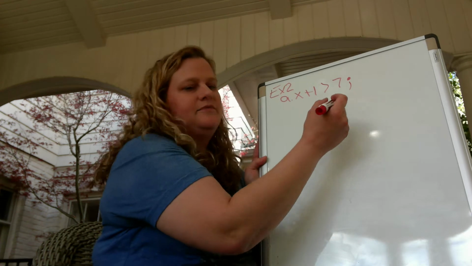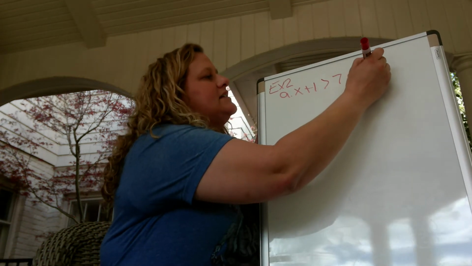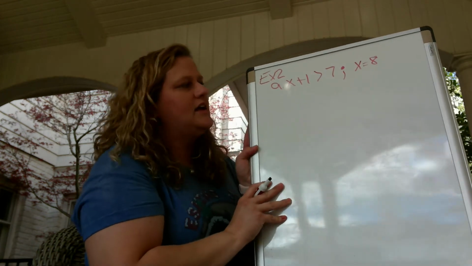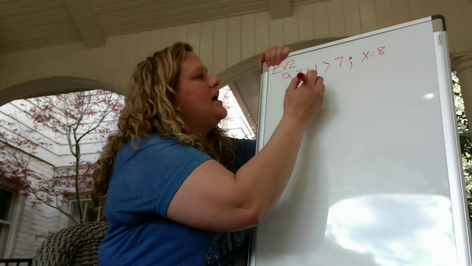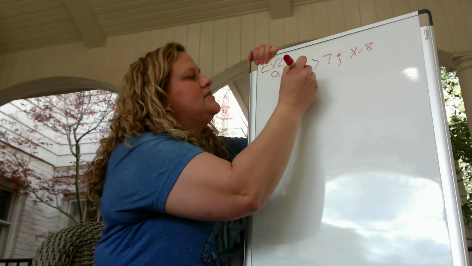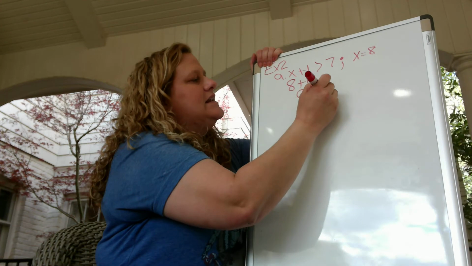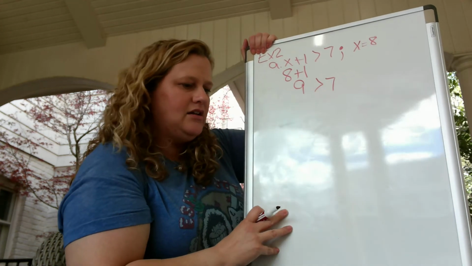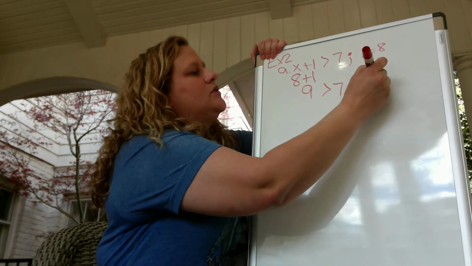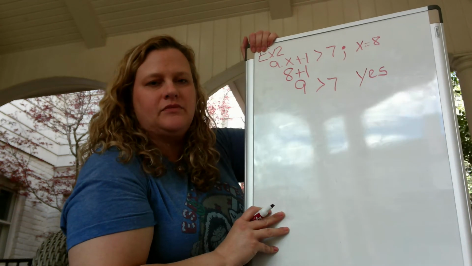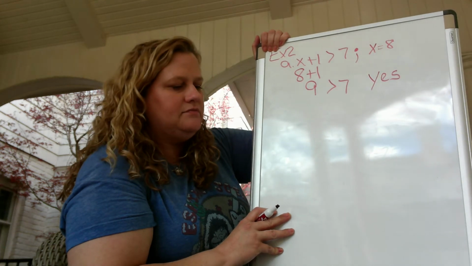Oh my gosh. It says x is possibly 8. Okay, x is possibly 8. So let's look. If we put 8 in for x, 8 plus 1 is 9, and 9 is greater than 7. So yes, this is a possible solution, because that inequality is true. 9 is greater than 7.